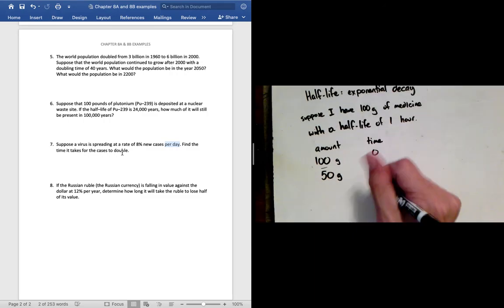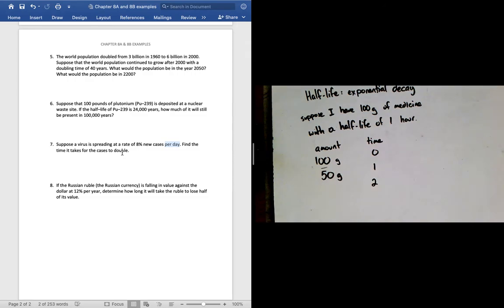Does that mean after 2 hours I have none left? No, because what I'm doing now is taking half of this number here. And after 3 hours, I take half of this number again. Half of 25 is 12 and a half. And I can continue this process, taking half and half and half and half.